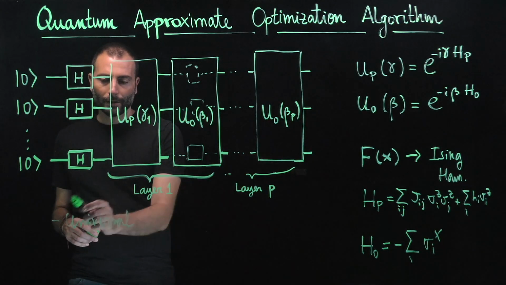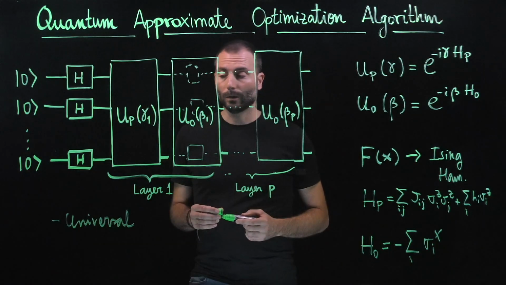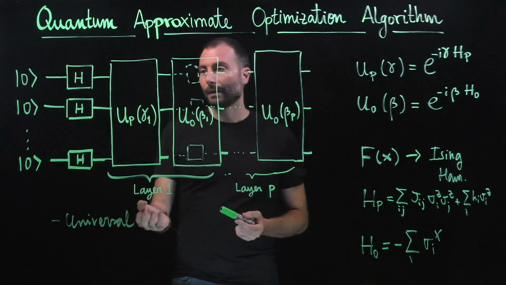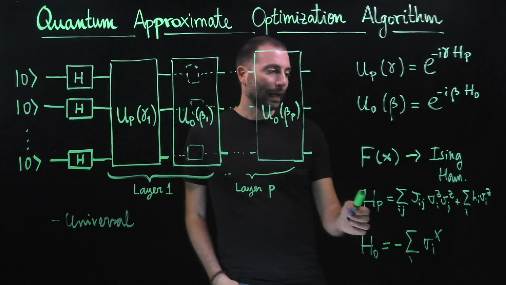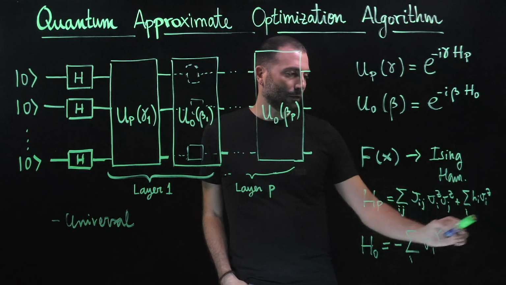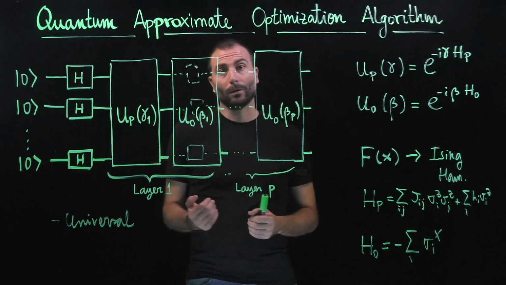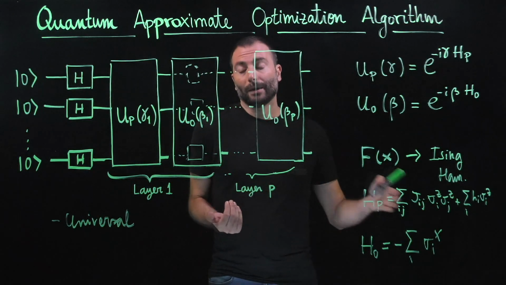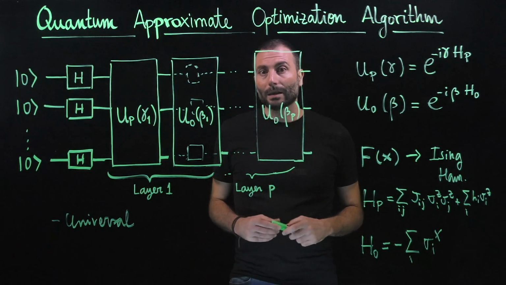And this universality may require an infinite amount of layers. So universal means that it can reach any state, any ground state of any of these problem Hamiltonians. But in some cases, it will require infinite layers, so infinitely many layers.